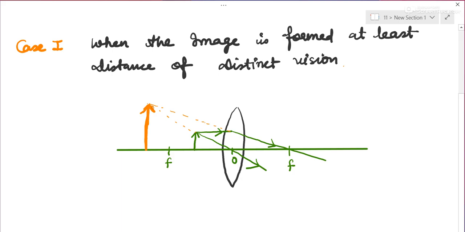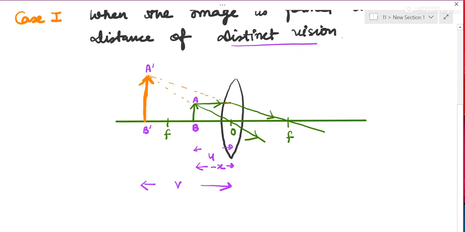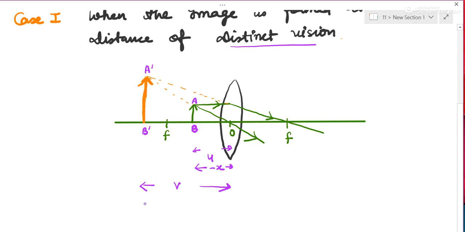Now we have to do all the labeling properly. Doing proper labeling is very important. This is the object's leg B, head A, B dash, A dash, this is the image. Now this is the object's distance, it is u, and let us take it as minus x in front of the lens. This is the image distance, and as per the case, it is the least distance of distinct vision. So let it be minus D, and the value is 25. So the diagram is all ready for the first case.